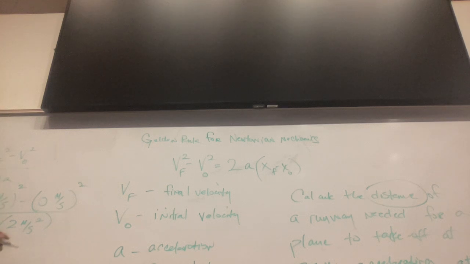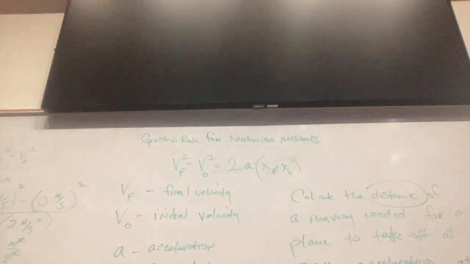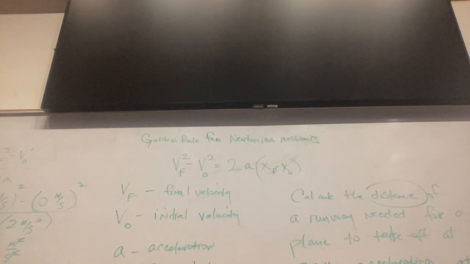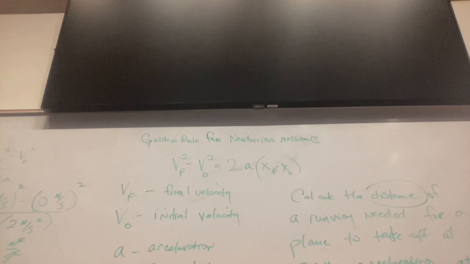If I square meters per second, I get meters squared over seconds squared. Then divide that by 4 meters per second squared. When I divide these out, I should end up with meters, because seconds squared cancels. What's the number? 1,406. 1,406 meters. Now let's convert that to feet.